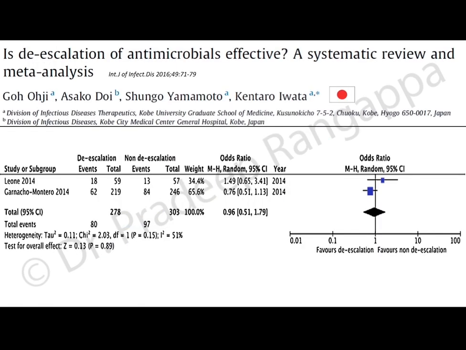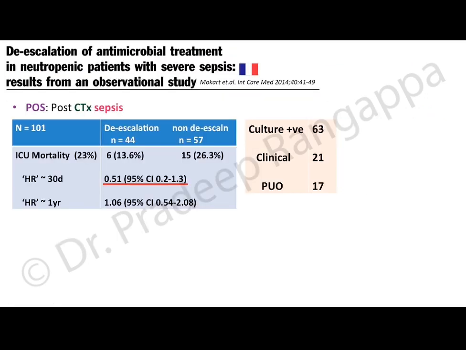Okay. So this is the meta-analysis by the Japanese group. This is a non-inferiority meta-analysis where they collated all the studies and looked at whether de-escalation really led to any detrimental outcomes. If the diamond doesn't move towards either side and stays at the center, it clearly tells you that de-escalation would not lead to detrimental outcomes. So it was non-inferior.